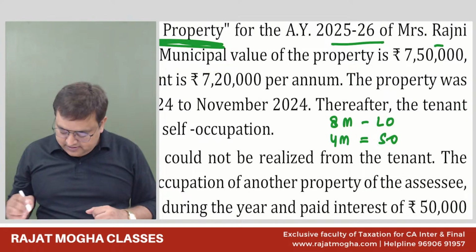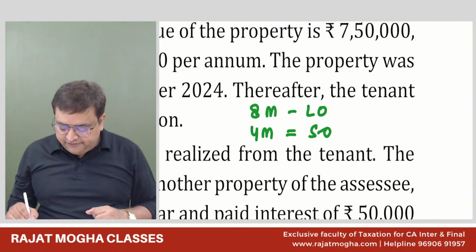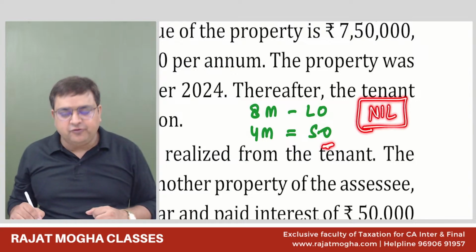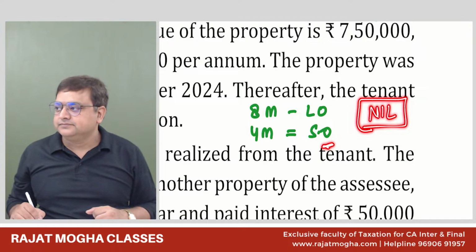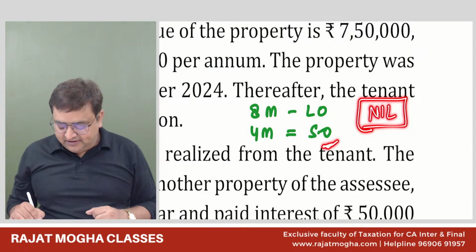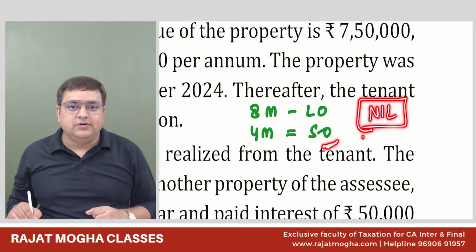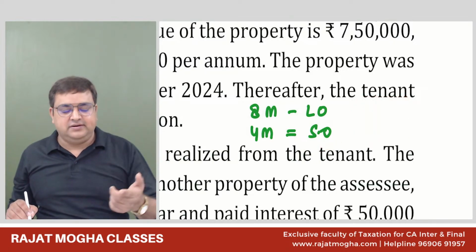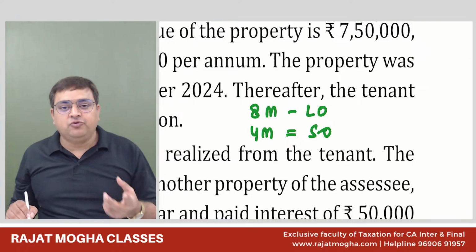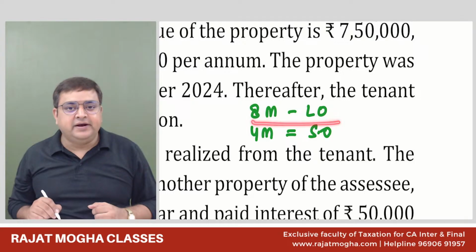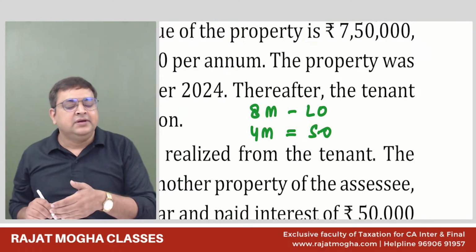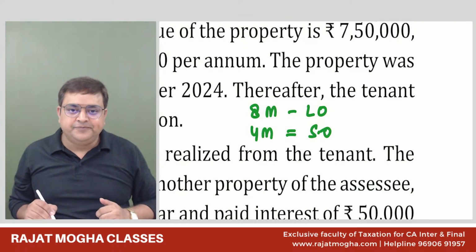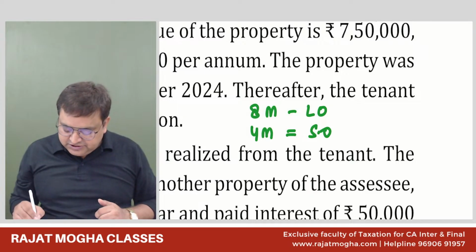My simple question is, can I take the value of this property as nil? Can I take NAV as nil, because it is self-occupied for 4 months? Yes or no? Everybody tell me. No. Because we can take the value as nil only when the property is self-occupied throughout the year. It is not self-occupied throughout the year. It is let out for some period. Even here it is let out for 8 months. I would say that even if it is let out for 1 month also, you can't take NAV as nil. In this case, you have to start with GAV only.